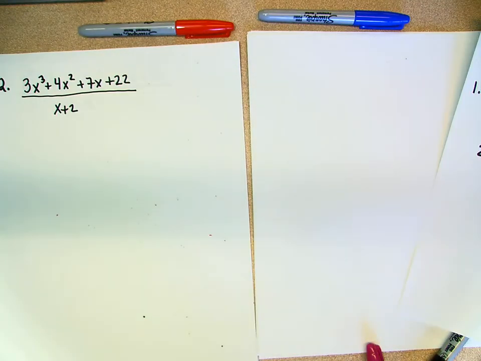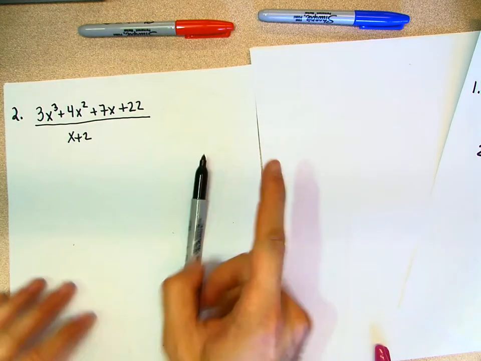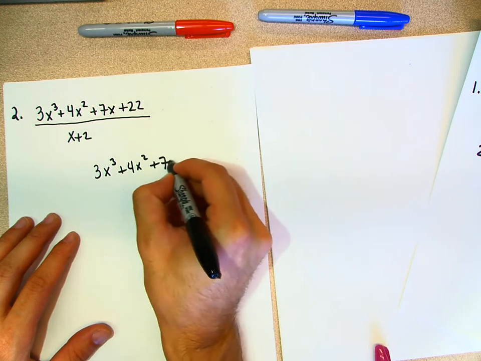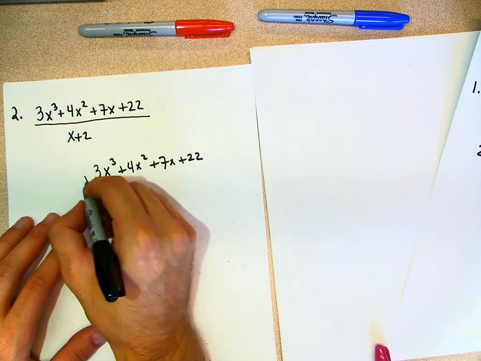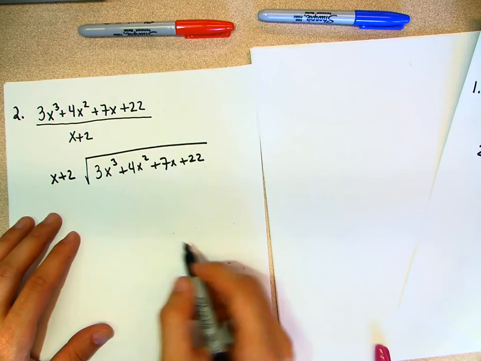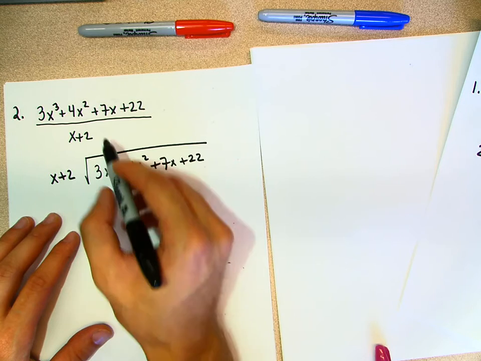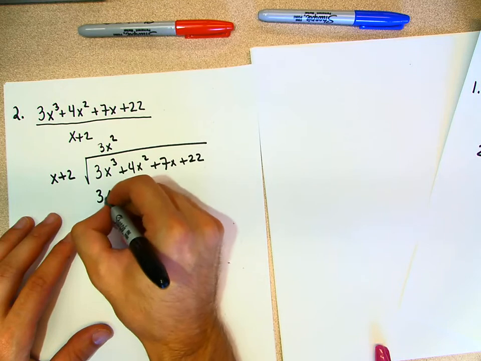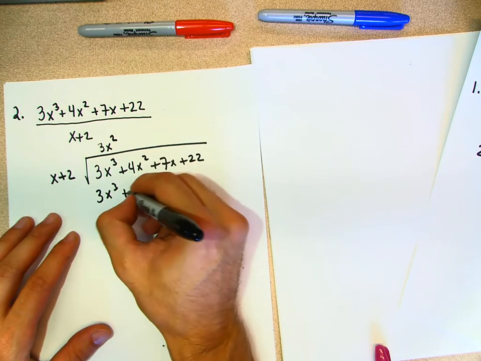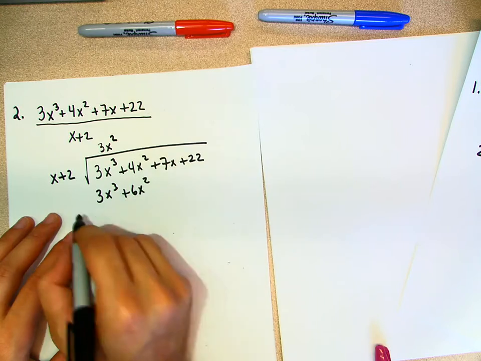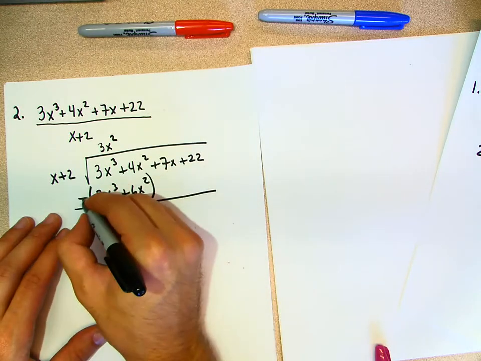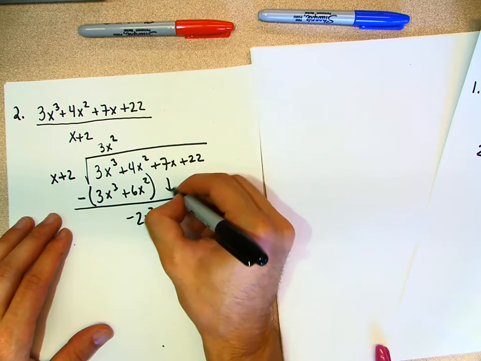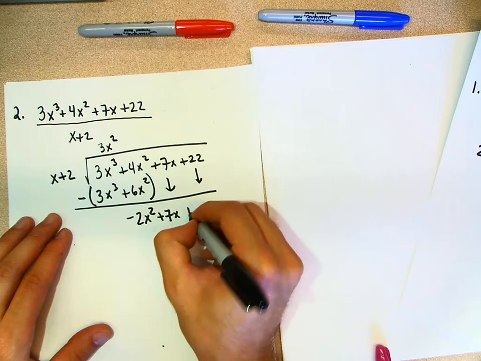Next one. So what are we going to do? We're going to take all of this and divide it by x plus 2. So 3x cubed plus 4x squared plus 7x plus 22 divided by x plus 2. Okay? How many times does x go into 3x cubed? It goes in 3x squared times. 3x squared times x is 3x cubed. 3x squared times 2 is 6x squared. What's the next move? Parentheses, parentheses, subtract. This is 0. 4x squared minus 6x squared is negative 2x squared. Bring everything down. This is plus 7x plus 22.